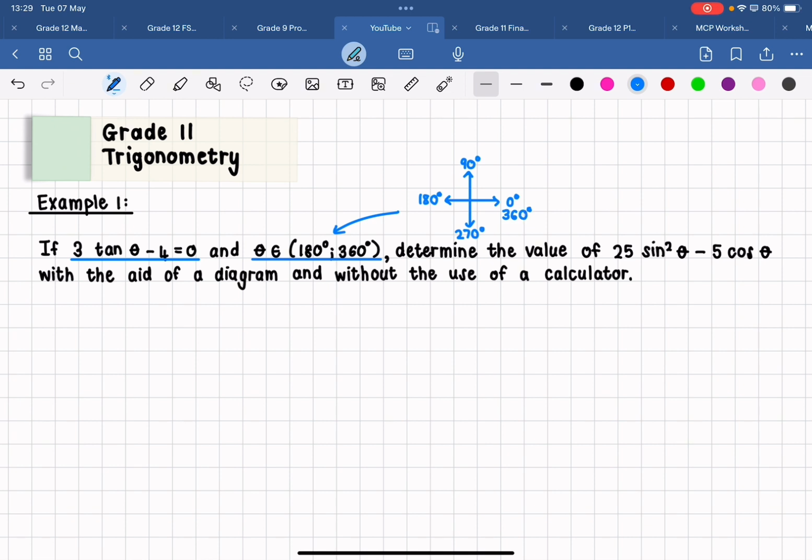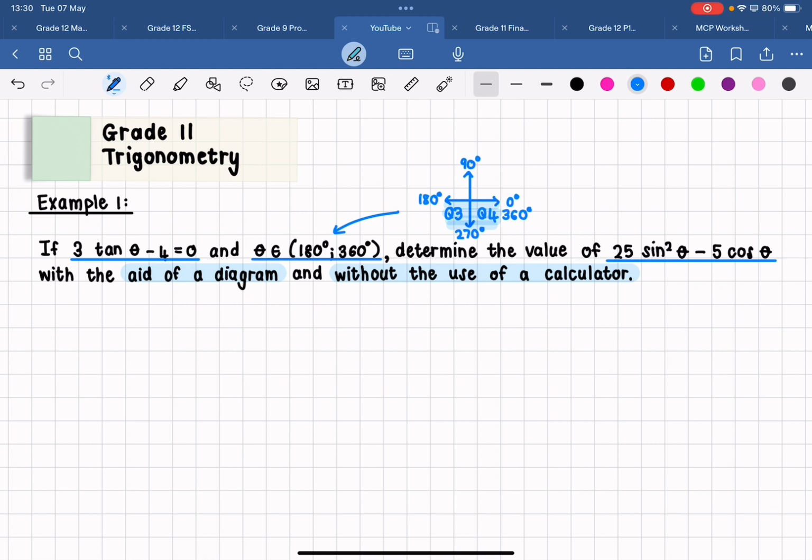Now, when they are saying that this angle that we are going to be working with is between 180 and 360, it means that that angle has to be either in the third, remember this is quadrant 3, or the fourth quadrant. They are also asking us to determine the value of this expression, 25 sine squared theta minus 5 cos theta, with the aid of a diagram. That is important. That means we're going to have to draw a diagram and without the use of a calculator.